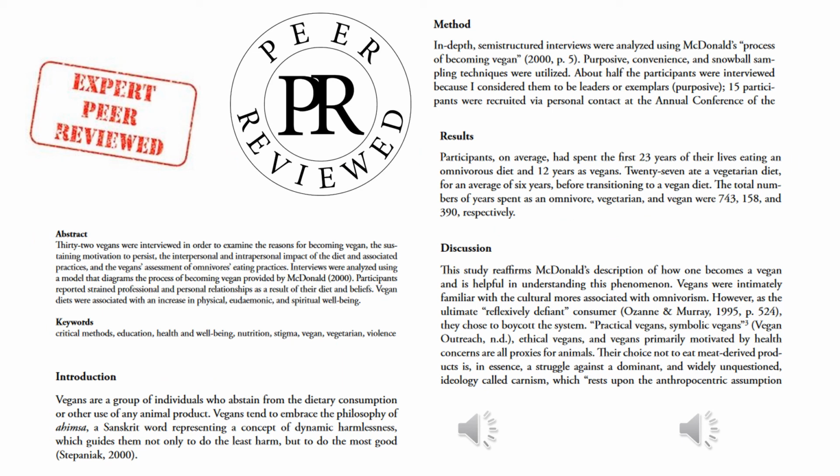Telltale signs that an article is a peer-reviewed article is that it contains abstract, introduction, method, results, and discussion sections. In the PowerPoint that you create, clearly indicate on the slide that the article is a peer-reviewed article. You can borrow these images from this PowerPoint.